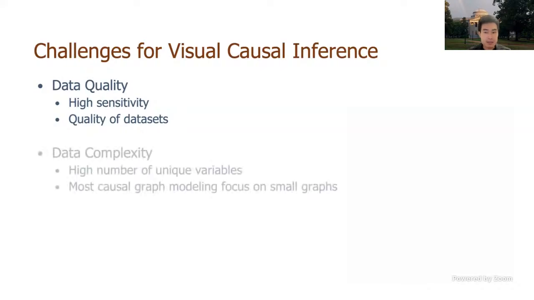For the second concern, a single dataset can contain hundreds of thousands of unique variables, especially in data-driven healthcare cases. And most applications using causal graph modeling specifically focus on relatively small graphs with a very limited number of variables and interactions, for example, 10 to 20.